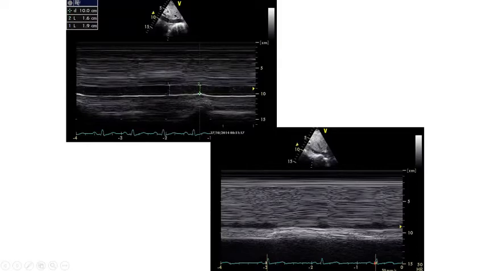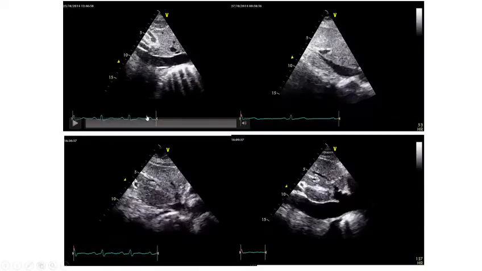Here is M mode. It is 1.9, sir. It is dilated. Yeah. 1.9 is dilated. No, more than 2.1. Up to 2 is definitely normal. Even up to 2.1 is normal. It should be beyond 2.1 for you to say it is dilated. Okay, right? Yes. That is the first one. So what about the other ones?